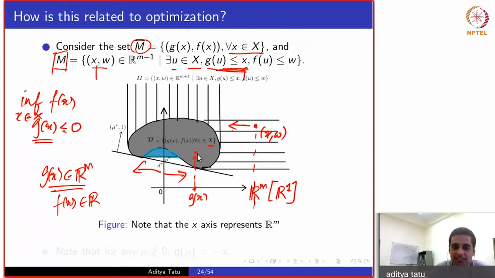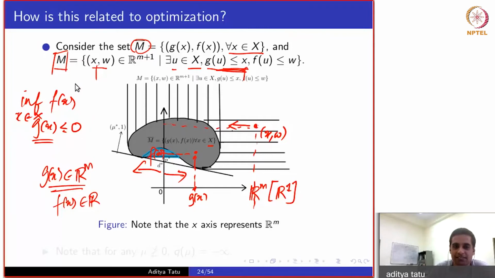How about the second condition? The y coordinate of this is f(x), right? Is w greater than f(x)? Is the y coordinate of this point greater than this? It is. So it satisfies this condition as well. Therefore, this point is included in my set M.